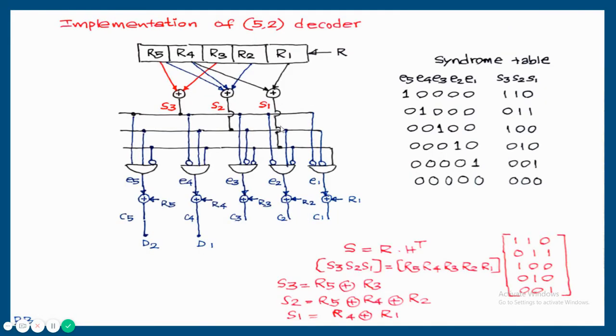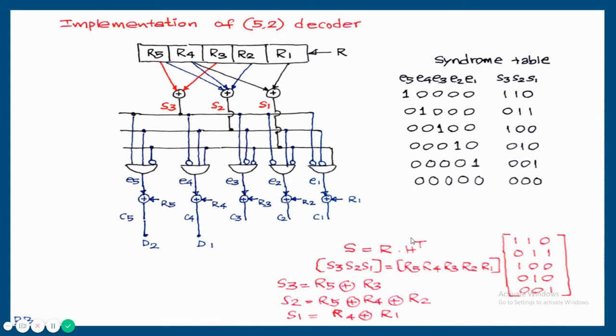Implementation of 5,2 decoder. 5 bits are going to be received. So 5 single bit registers are used here for receiving that 5 bits: R5, R4, R3, R2, R1. From these received bits, first step is to calculate syndrome. For calculating syndrome, we need equation. That equation is going to be determined from this formula.